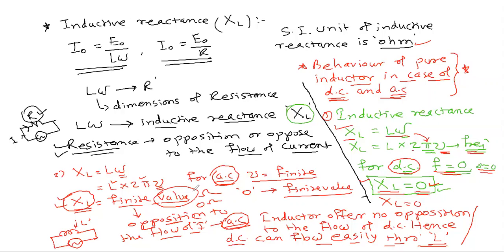So in today's lecture, we have studied the derivation of the alternating EMF or voltage applied across the inductor, that is a purely inductive circuit, and the behavior of the pure inductor in case of DC and AC. When you apply DC, the current will flow easily, it will not block the DC. And in case of AC, there is opposition to the flow of current. So you have to remember this relation.